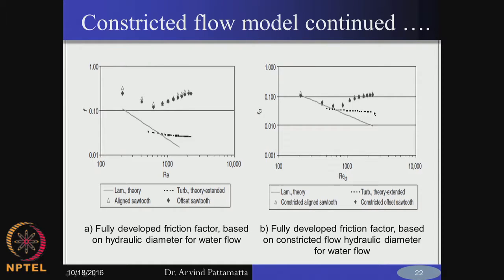We cannot say it is a perfect model, but then it is a very simple model, but just by changing the definition of the diameter, you are able to match it very well with the experimental data.